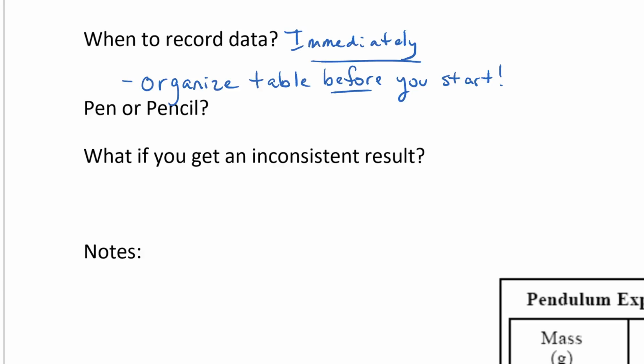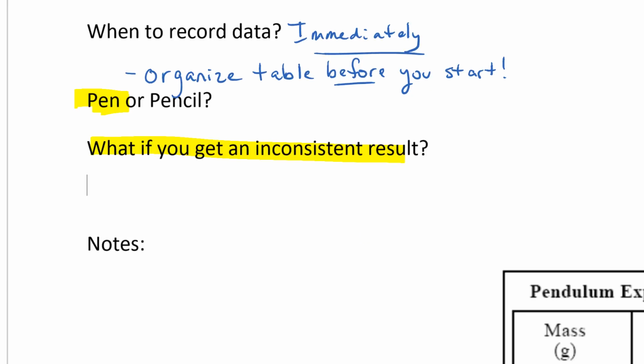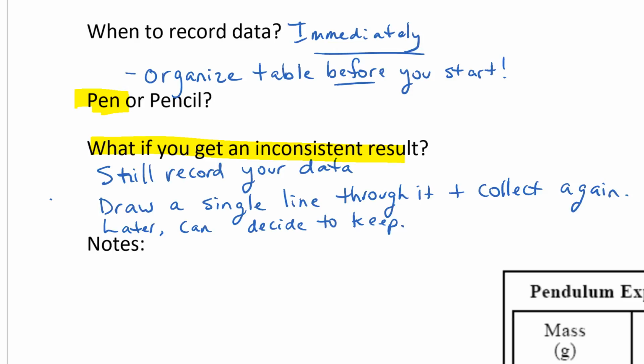Next question is, should you use a pen or a pencil? The answer is you should use a pen. You should write the data in ink. You might then ask, what if you get an inconsistent result? What happens if you get some bad data? The answer is you still record it. If you decide later on that the original one that you thought was bad is fine, you can decide later whether or not you're going to keep it.